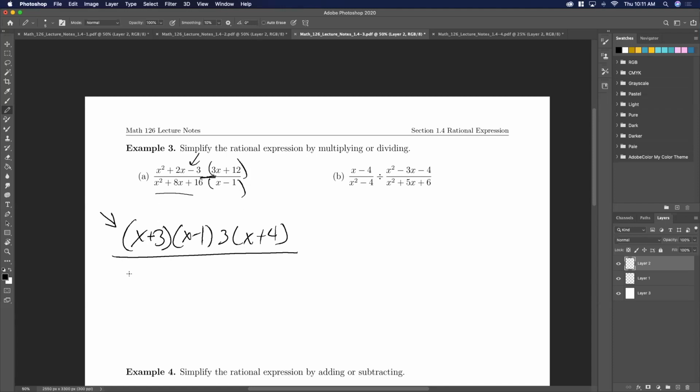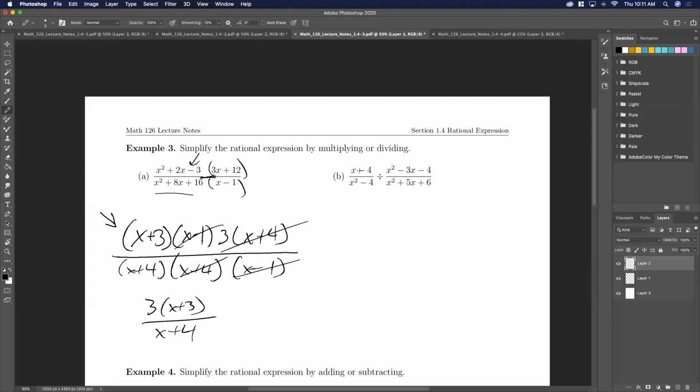All right, so from here, that's x plus 4 and x plus 4, and then x minus 1. All right, what can I cancel here? I can cancel an x plus 4 and x minus 1. So I have 3 times x plus 3 over x plus 4.